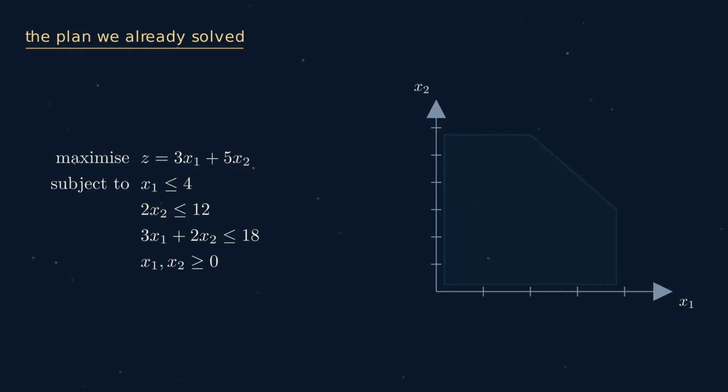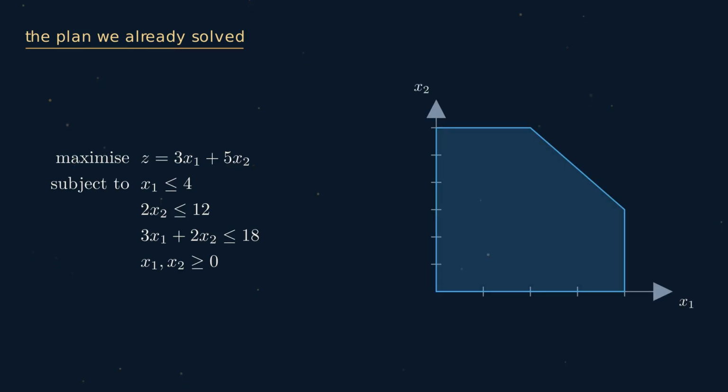Draw those limits and they carve out a feasible region. Every production plan you are allowed to run lives inside this shape. The best corner is 2 and 6, worth 36. That is the answer everybody keeps. Now watch what everybody throws away.